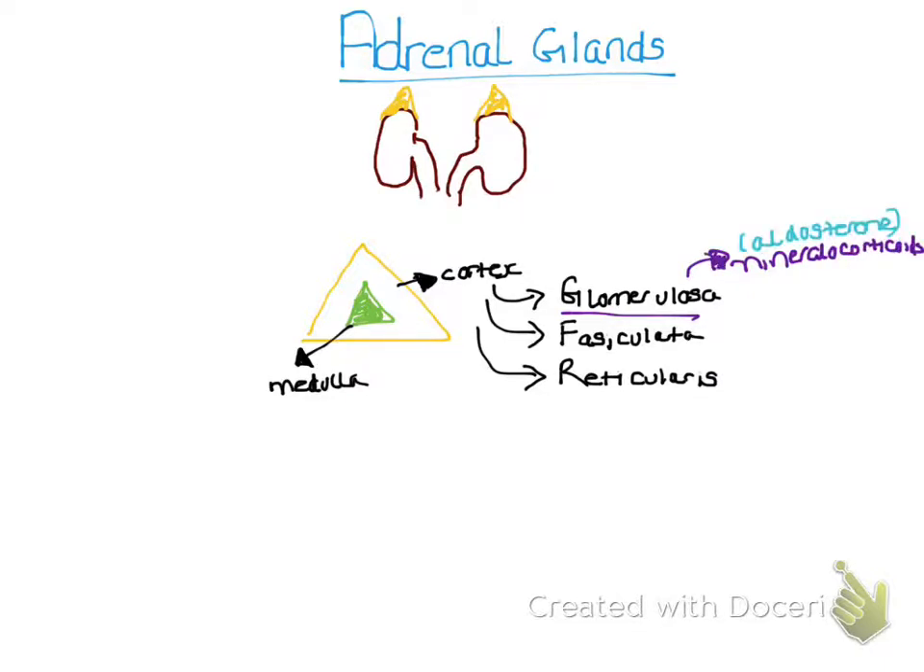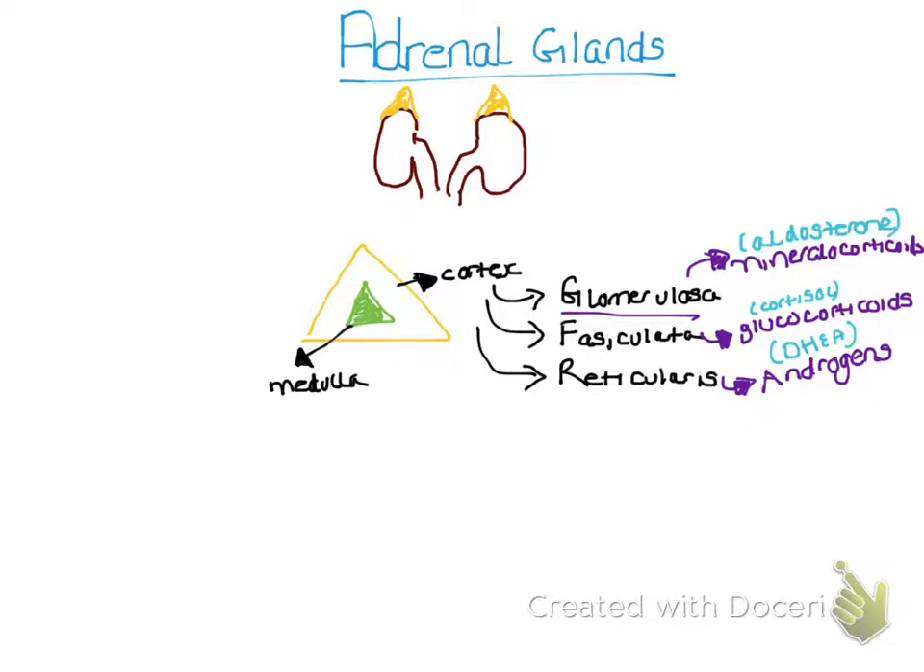Zona fasciculata produces glucocorticosteroids. Examples of this would be cortisol. And finally we have zona reticularis, which produces androgens such as DHEA, which stands for dehydroepiandrosterone.